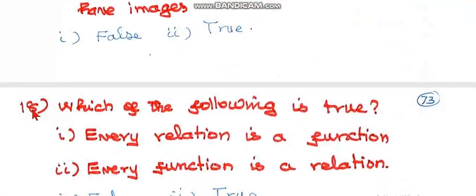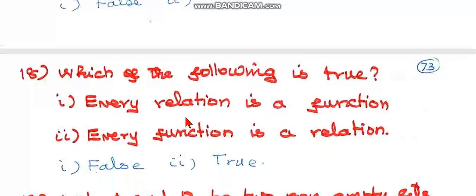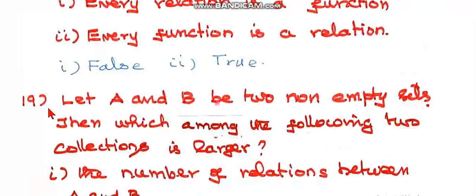Then question number 18. Which of the following is true? Subdivision 1. Every relation is a function. That is false. Not every relation is a function. Every function is a relation. That is true. Every relation is a function is false, but every function is a relation. That is true.